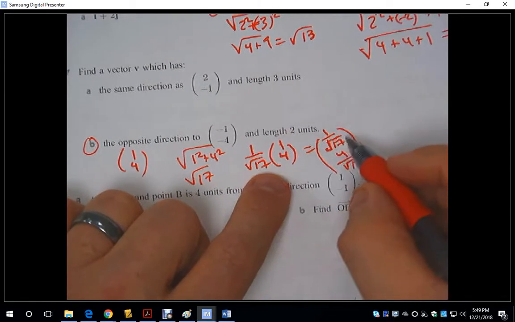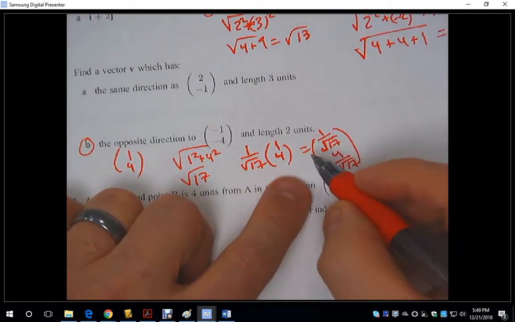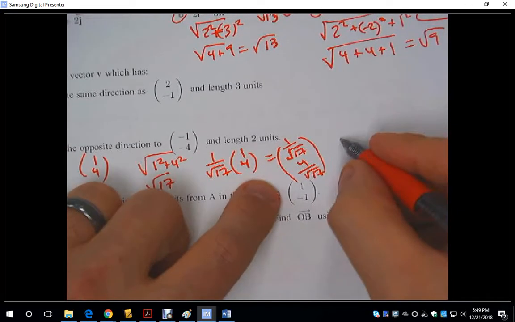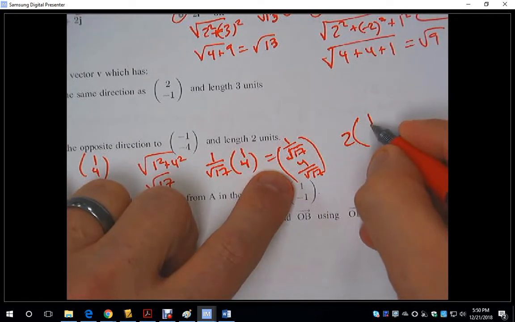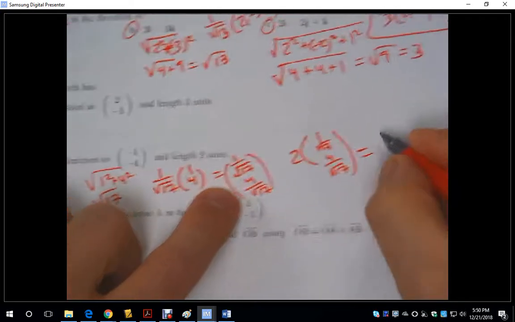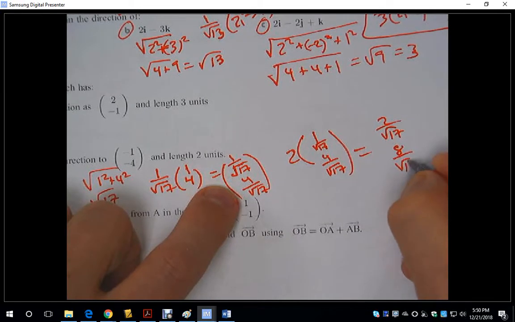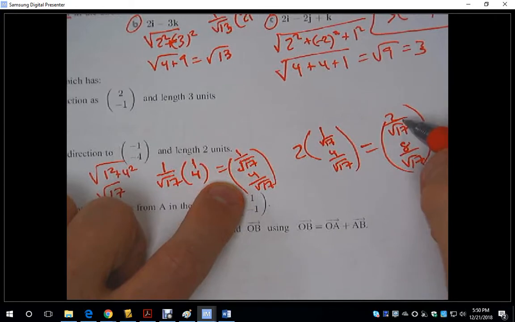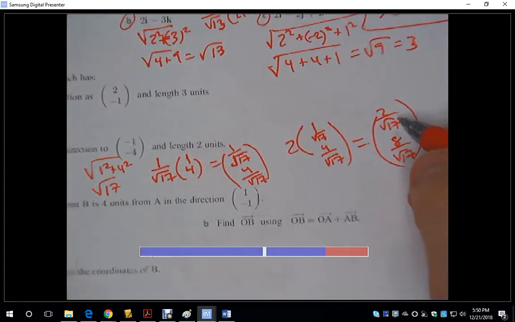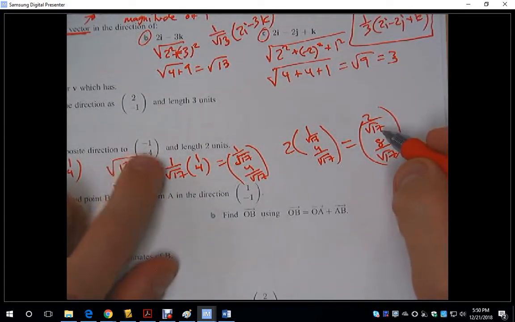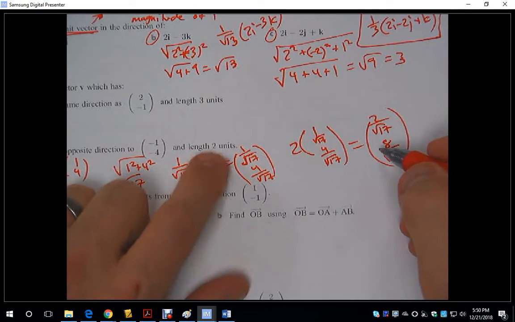Now if we take this vector of a magnitude of 1 and we multiply by a scalar of 2, that's going to give me 2 divided by the square root of 17, and 8 over the square root of 17. So there you go. Now this is a vector that's going in the opposite direction of this negative 1, negative 4 with a length of 2.